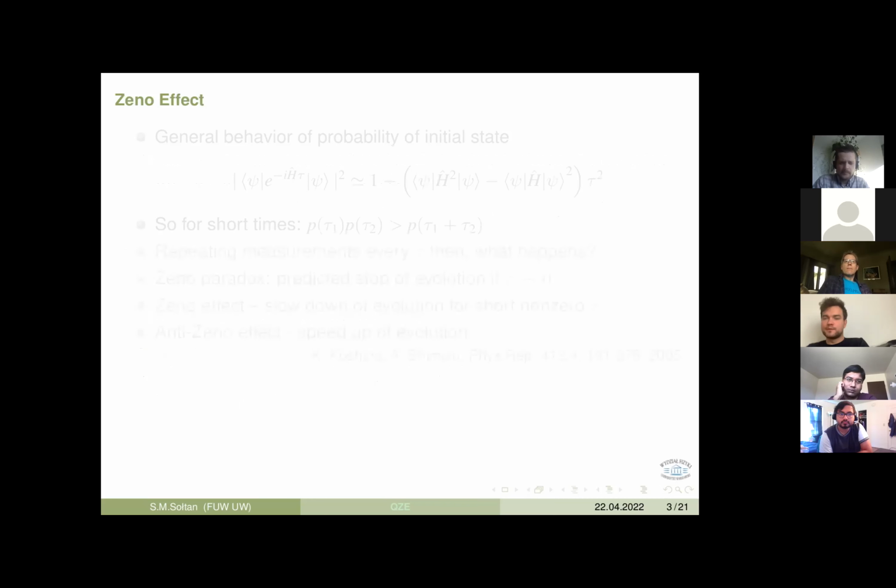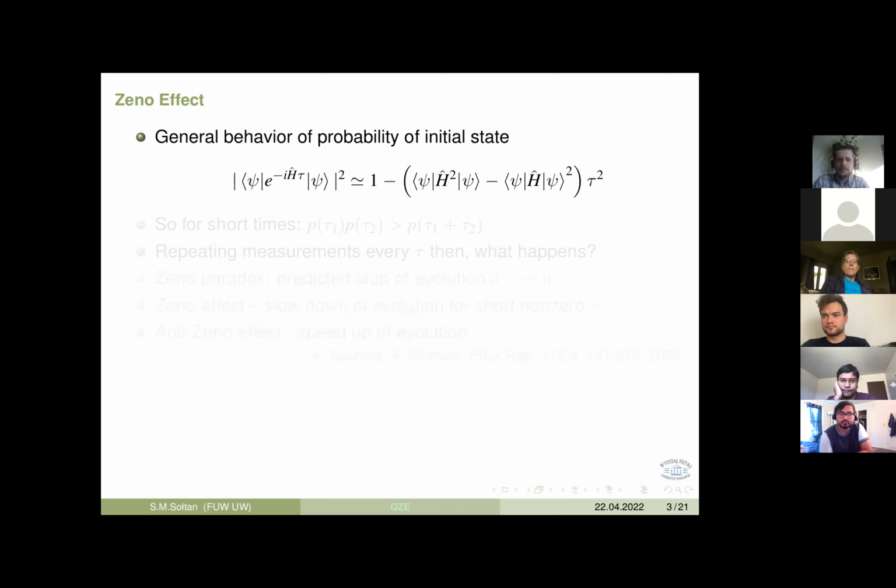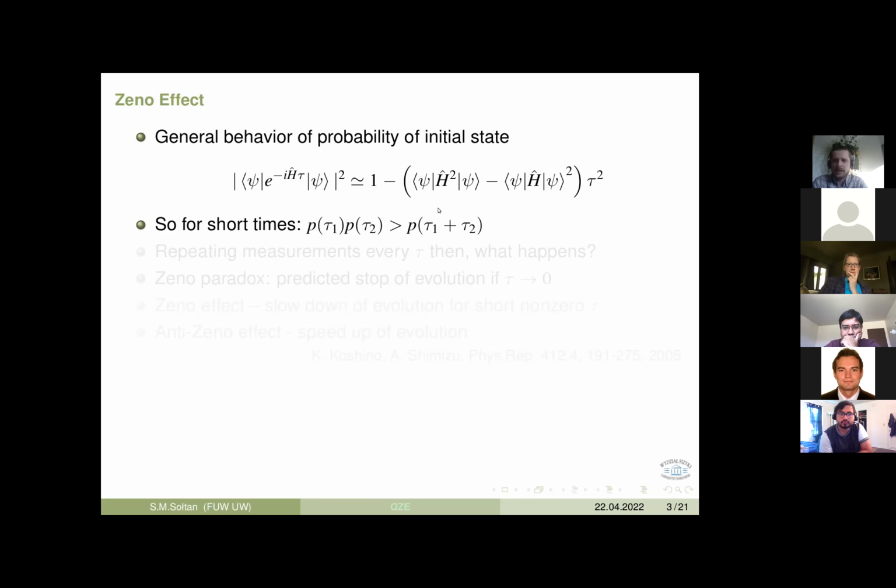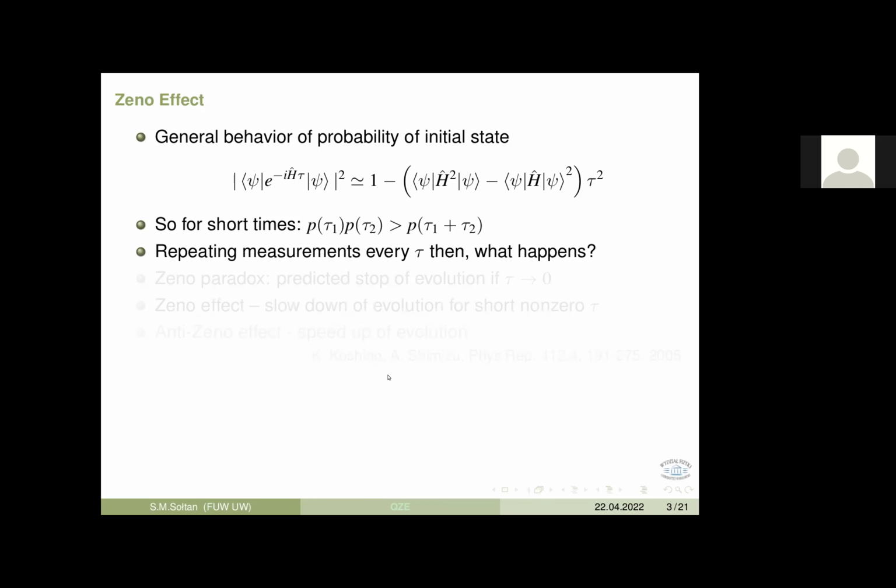So, as a reminder, if we start with some initial quantum state, and we want to check the probability of finding this same quantum state after some evolution, then we observe that for short times this probability is quadratic in time. So if we perform one standard projective measurement, this resets the system to its initial state, and then we wait another short time and perform the measurement again, then the probability of obtaining two positive results in this manner is greater than the probability of obtaining one positive result with only one measurement after time t1 plus t2.